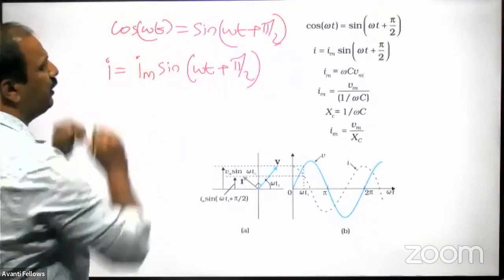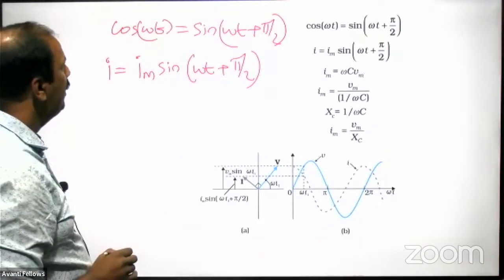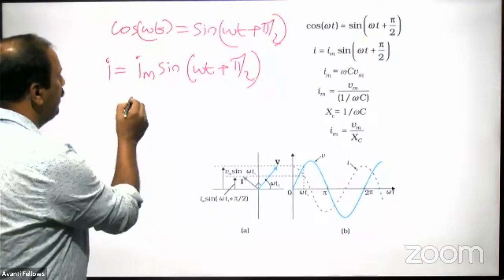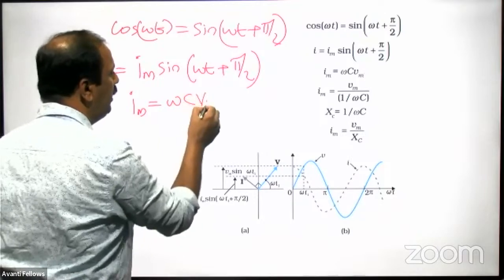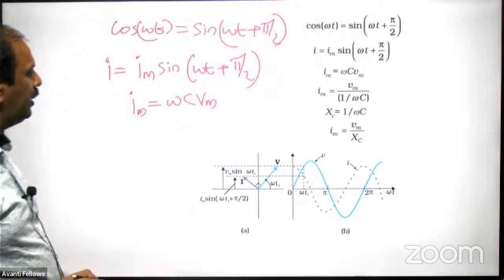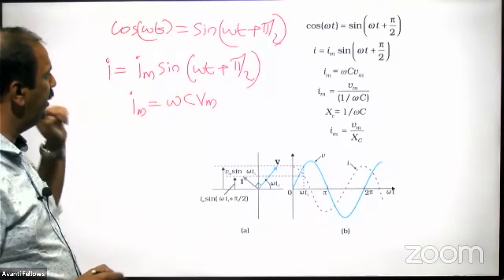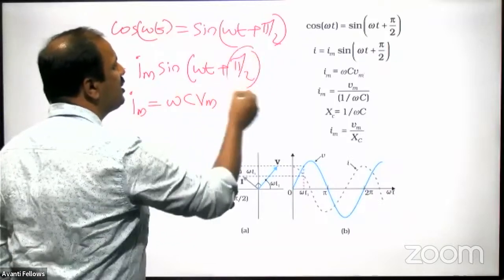So here our current is given by I is equal to Im sine omega t plus pi by 2. Our main point here, what is Im? Whatever was coming before that sine. So Im is omega into C into Vm. This is Im. Okay, so let it be there. We will discuss this Im later. We'll first discuss this pi by 2.